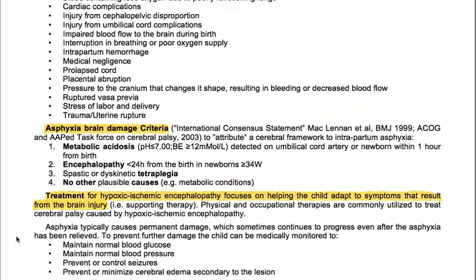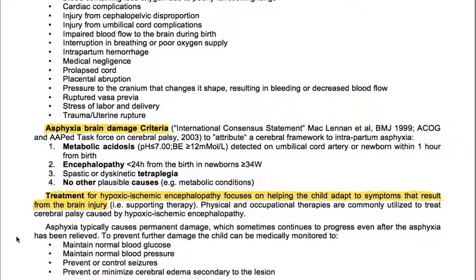Treatment for hypoxic ischemic encephalopathy focuses on helping the child adapt to symptoms that result from the brain injury, so supportive therapy. Physical and occupational therapies are commonly utilized to treat cerebral palsy caused by hypoxic ischemic encephalopathy. Asphyxia typically causes permanent damage, which sometimes continues to progress even after the asphyxia has been relieved.